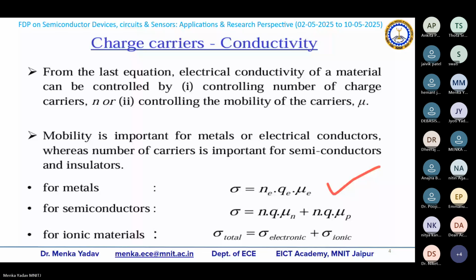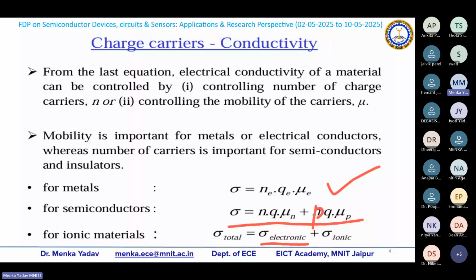In semiconductors, we have holes and electrons, both of them are there. So this becomes n q mu n, and this is p q mu p. Here p is the number of holes, q is the charge, and mu p is the mobility of holes. And for ionic materials, the conductivity is because of electrons or holes plus because of ions.